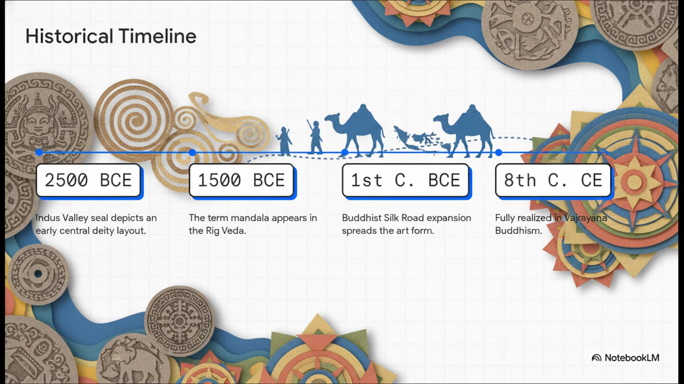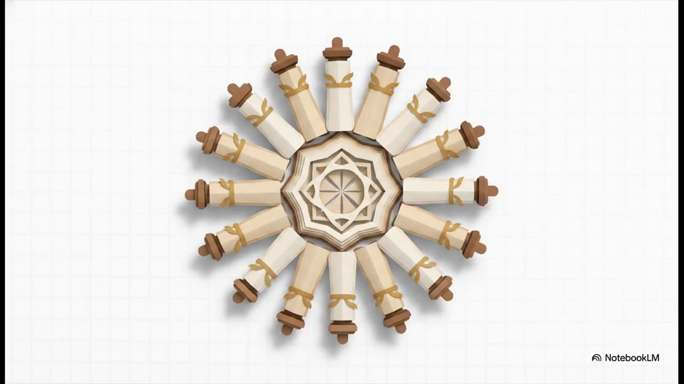By 1500 BCE, the actual word pops up in the Hindu Rig Veda. Jumping forward to the 1st century BCE, Buddhist monks carry these visual teachings along the Silk Road, spreading the art form all across Asia. And finally, by the 8th century CE, it becomes a fully realized, highly codified ritual instrument in Vajrayana Buddhism. Actually, wait, I have to share this fact because it completely blew my mind.